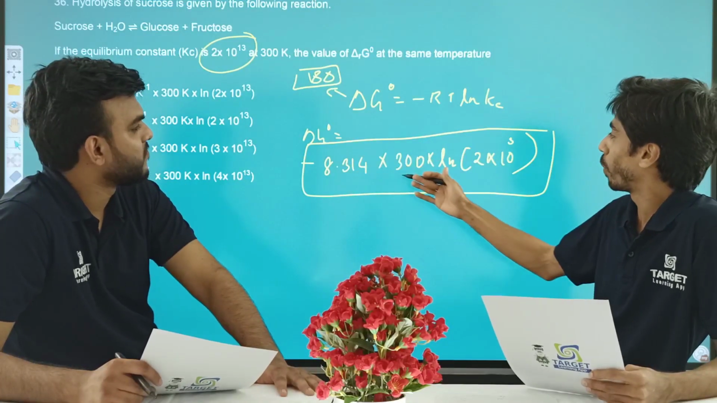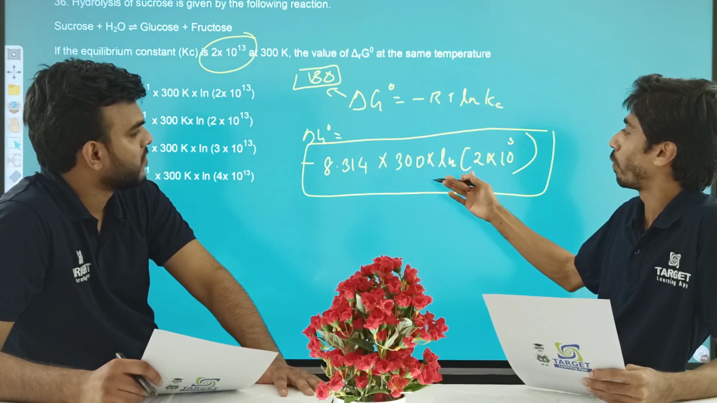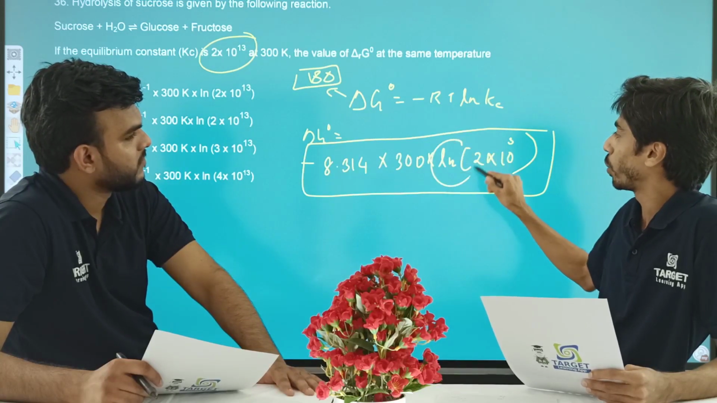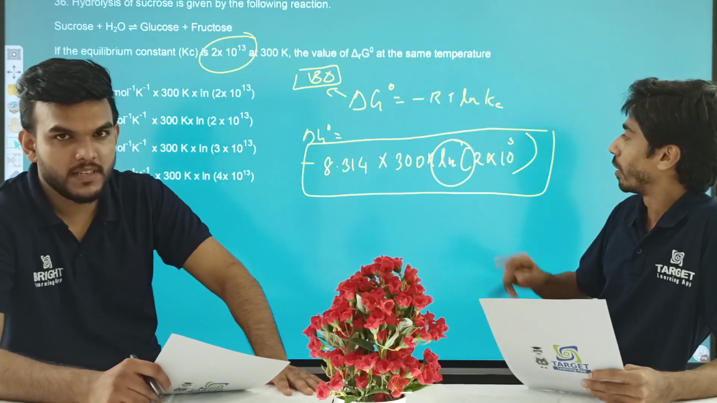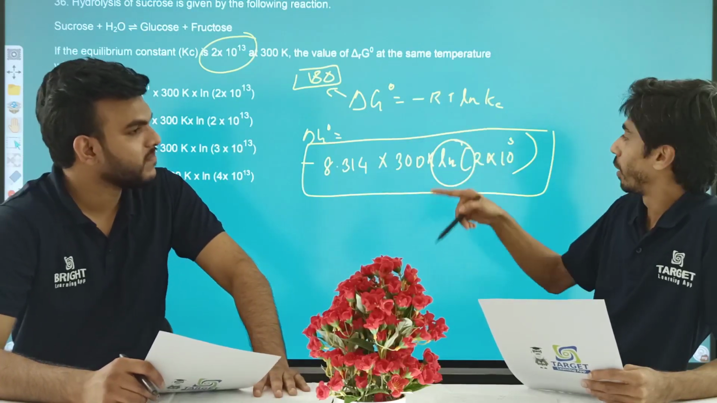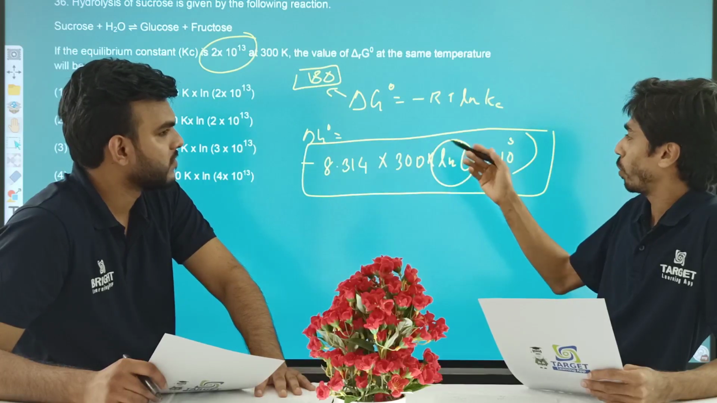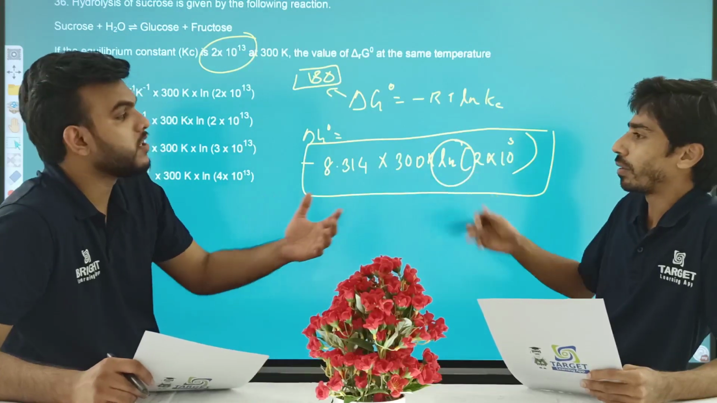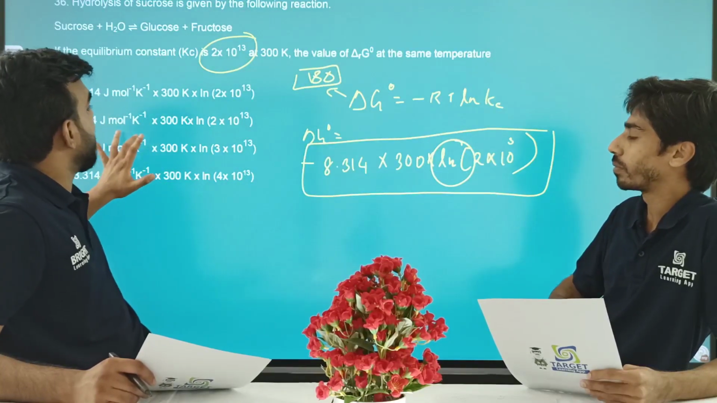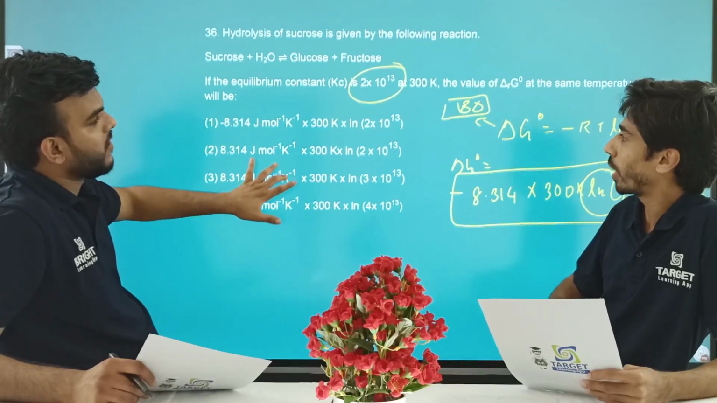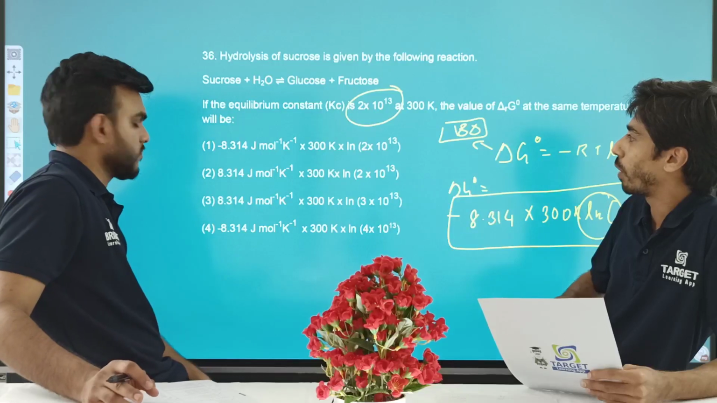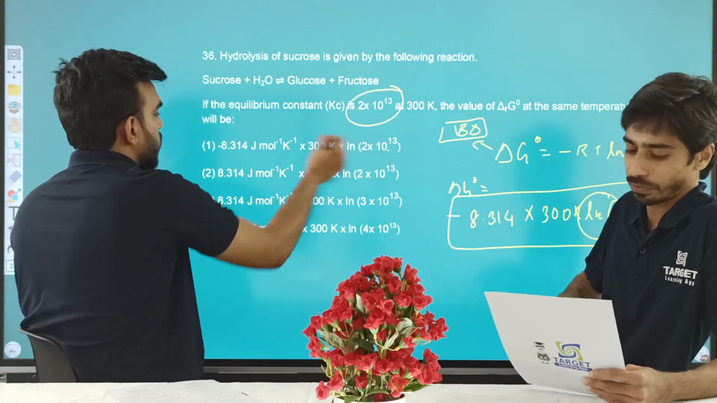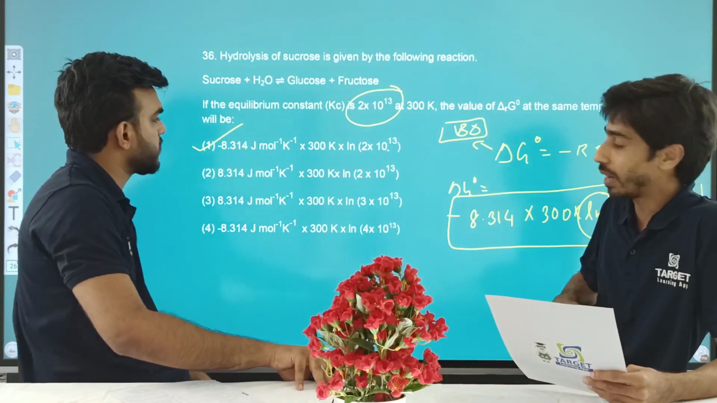If they wanted to calculate the exact result with 8.314 into 300 into the natural logarithm, students might have been troubled because they need to go into natural logarithm concepts. They would need to convert to log, then 2.303 into log 2. Even though they'd get the answer, it would be a bit difficult for them. But there is no toughness here; the question is given directly at that same level. So the answer will be minus 8.314 into 300 into natural logarithm of 2 into 10 to the power 13. Answer A will be the right answer for this question.